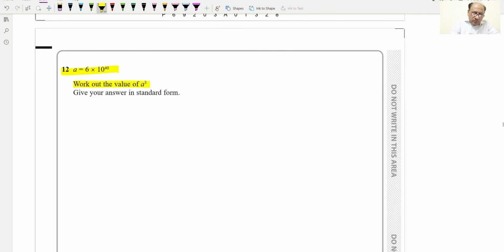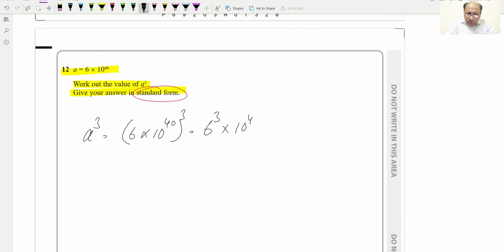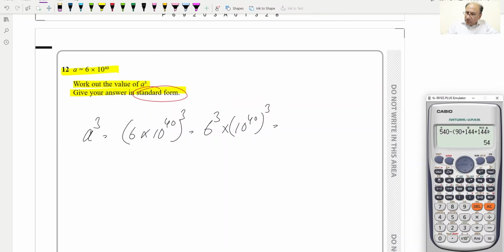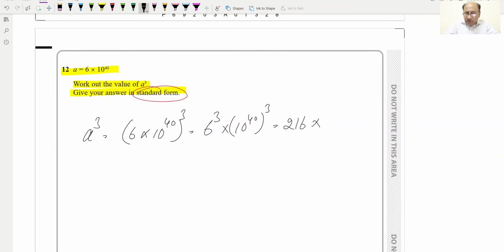A is given, work out a cubed. We have to provide the answer in standard form. So a cubed means 6 into 10 raised to the power 40, all cubed. We can take a separate cube for 6, and 10 raised to 40 will also be cubed. 6 raised to the power 3, using a calculator, is 216, multiplied by, powers will be multiplied, 10 raised to the power 120. 40 times 3 is 120.